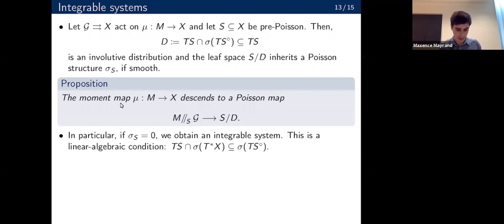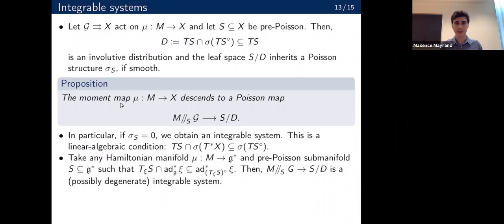And this is just an algebraic condition, a linear algebraic condition on the tangent spaces, which can be formulated in this way: that the intersection of the tangent space of S with the image of sigma is contained in the image of sigma under the annihilator of TS. And so, for instance, if you take any Hamiltonian manifold with a moment map, any pre-Poisson submanifold S, so that's just a submanifold of the dual of the Lie algebra satisfying some kind of Lie theoretic condition in terms of the coadjoint action, or if you identify G with the dual of the Lie algebra, this is just a condition with the Lie bracket on G. Then this is a possibly degenerate integrable system. And moreover, it's a submersion at any point where mu is a submersion.